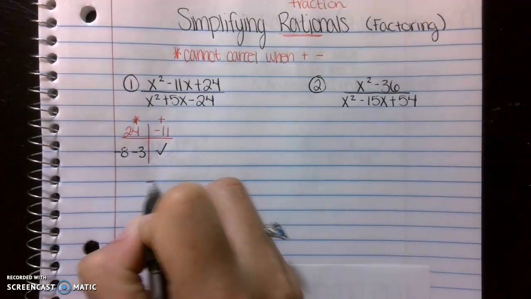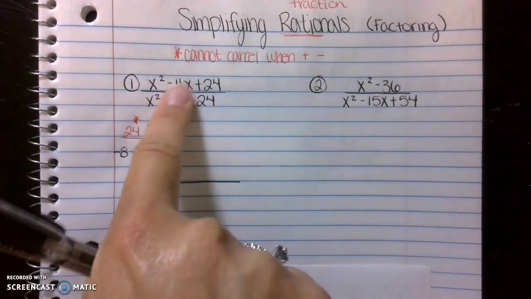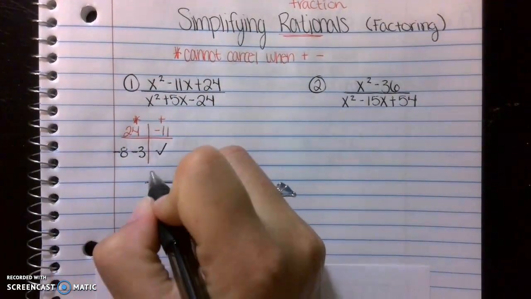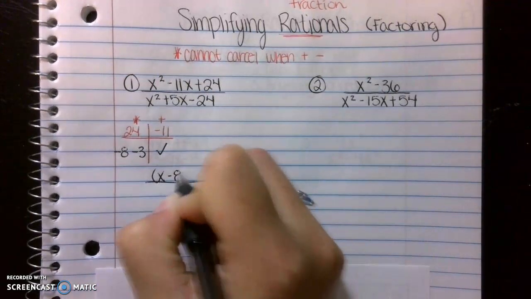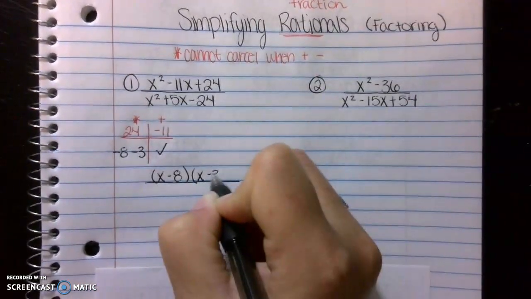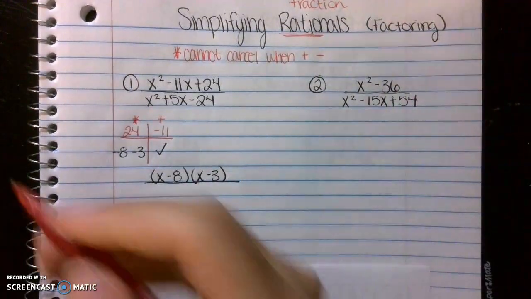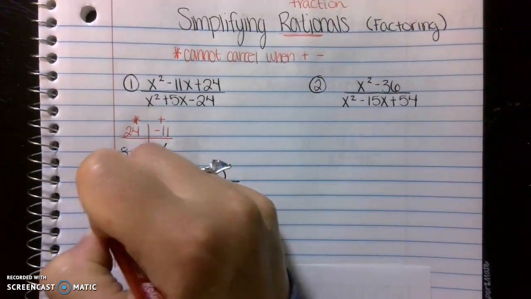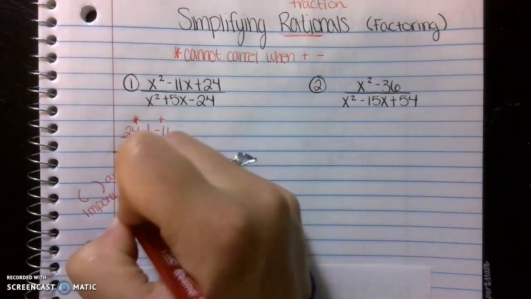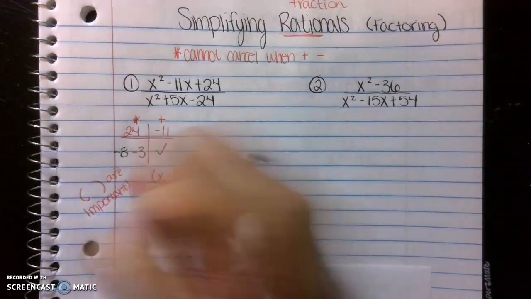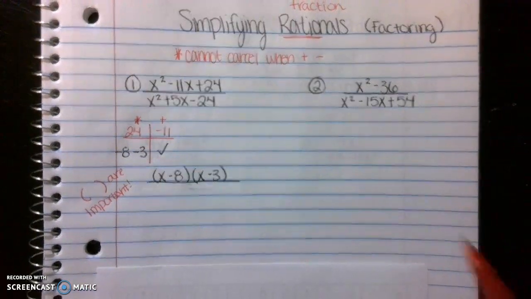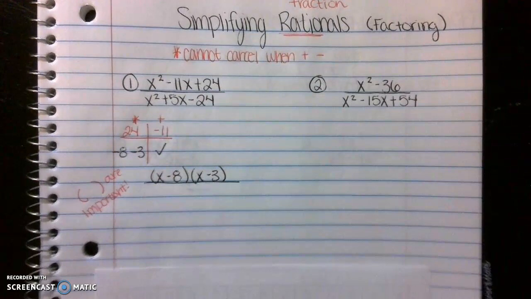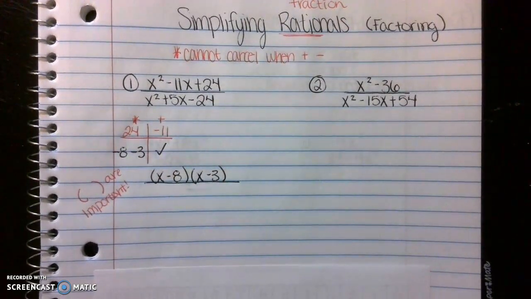So in the top, my x squared minus 11x plus 24, I'm going to replace that with x minus 8 and x minus 3. Parentheses are important. If you do not have parentheses, it will make a difference here in a second. So again, the top, I went from this, factored it to this. This is exactly what you guys are used to doing, exactly what we did last week.